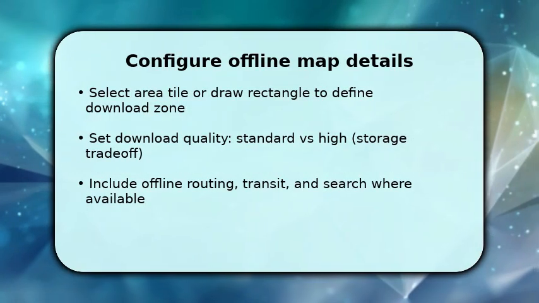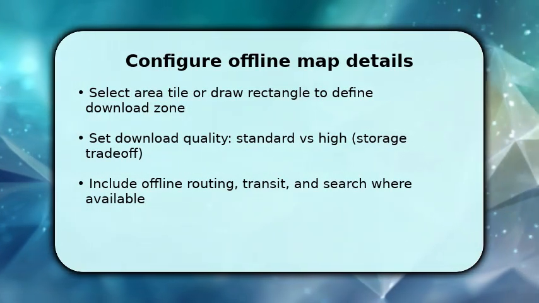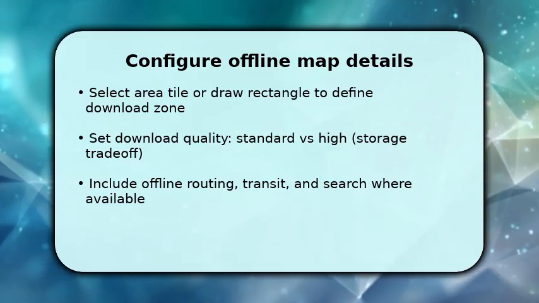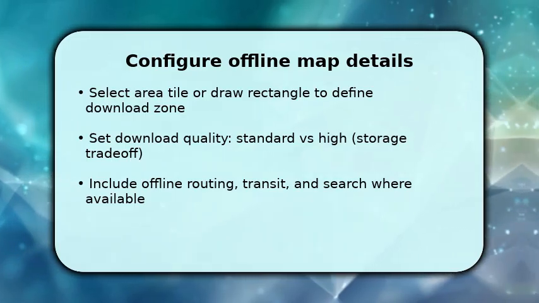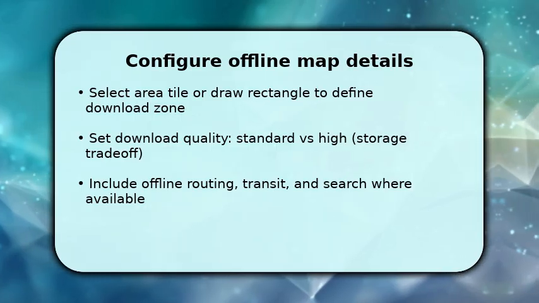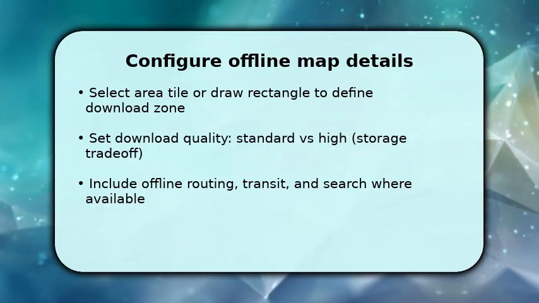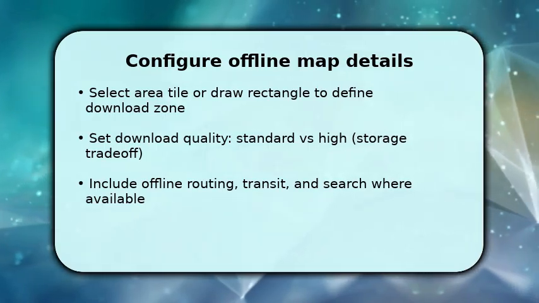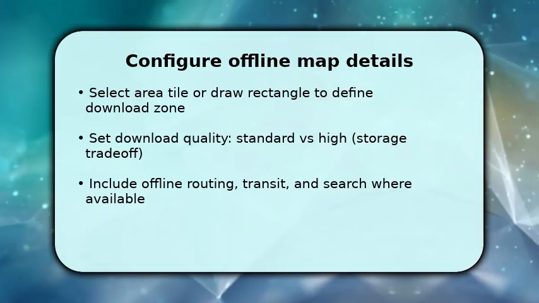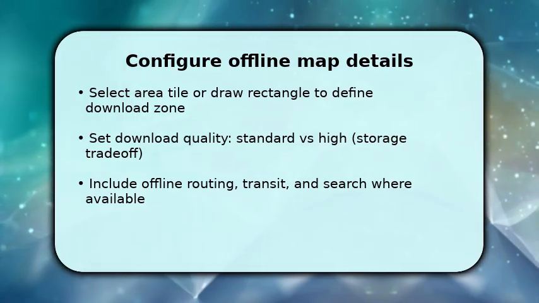Once the download begins, you refine what gets stored so offline navigation works. You choose between tile sizes or draw a custom rectangle to cover exactly where you'll travel. Smaller areas download faster. Make sure to select higher quality only if you have space, because it improves offline search and building detail but uses more storage.